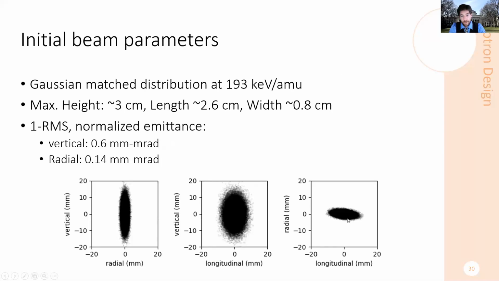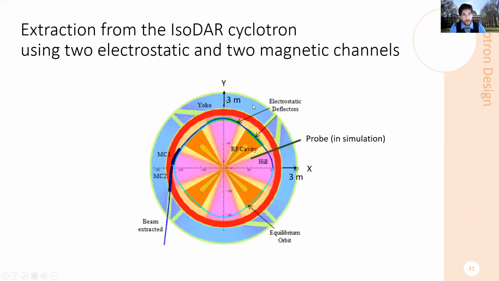Here I'm just plotting the initial beam of this simulation. And then we track the beam through the central region all the way out, and then we use the electrostatic deflectors and magnetic channels to extract the beam. And I'm showing this because I also indicated here where I put a probe that I will show on the next slide. So the probe really just registers in OWLE particles passing through this line, and doesn't care about the vertical direction. So all particles passing through this line are registered.